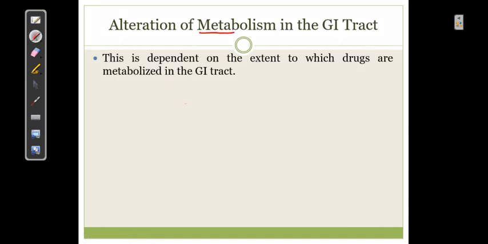Major metabolism of any drug definitely happens in the liver, but a significant level of metabolism also occurs in the GI tract. There are lots of local enzymes present in the stomach and intestine, which are responsible for the metabolism of a drug in the GI tract. So it depends on the extent to which drugs are metabolized in the GI tract. We are considering those examples only where the extent of metabolism in the GI tract is higher, and the best example is the drugs which inhibit the MAO enzyme.